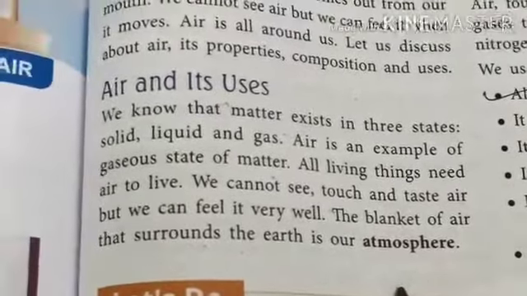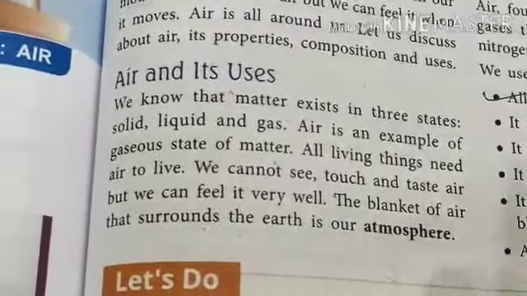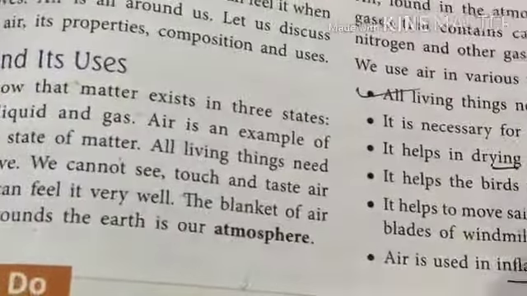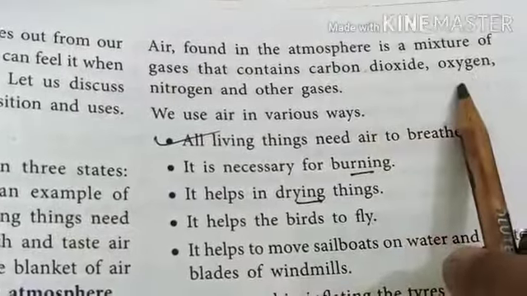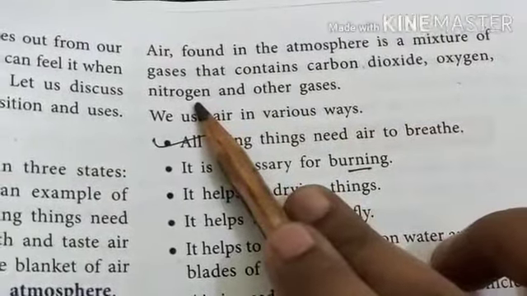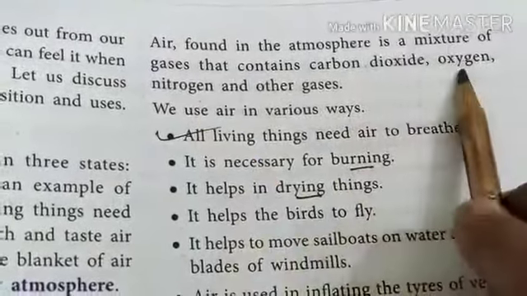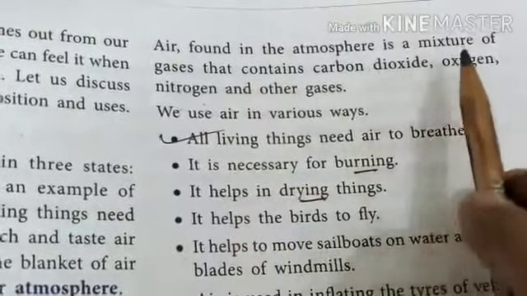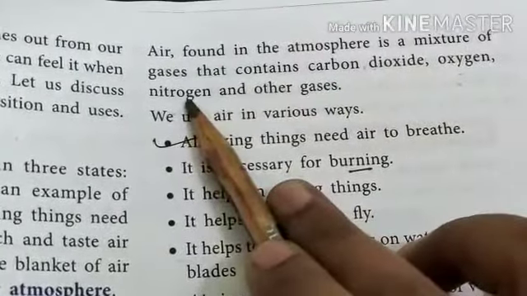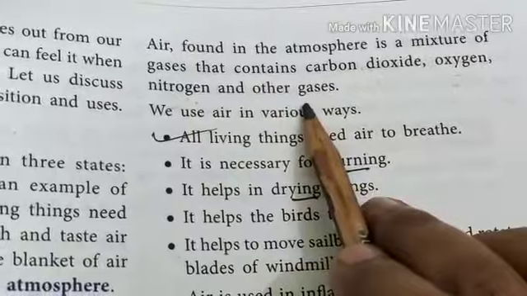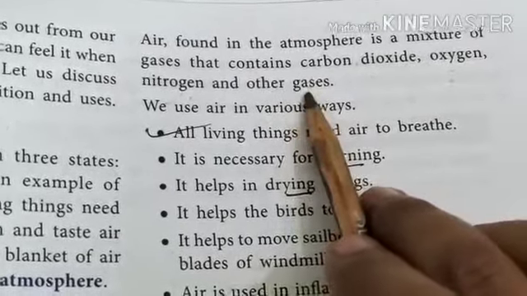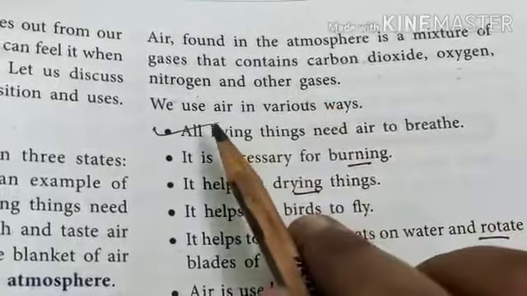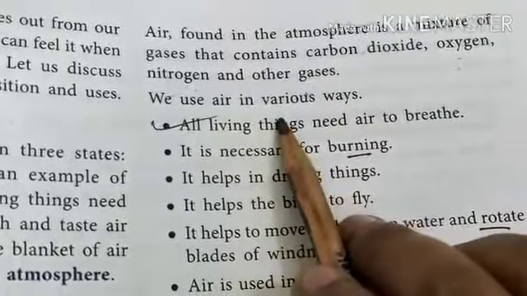Now children, in the air mainly we have 3 gases: carbon dioxide, oxygen and nitrogen. These 3 are the main gases present in the air. There are other gases also, but they are in very small quantity. Now let's see how we use air.